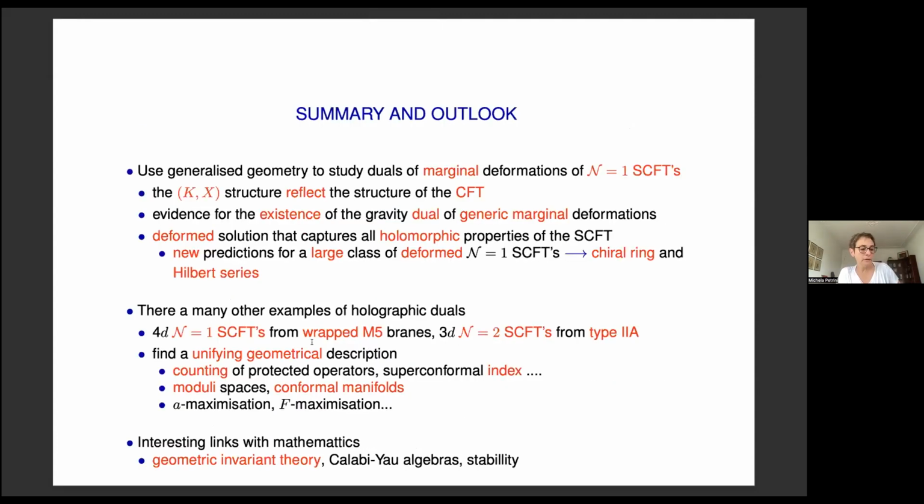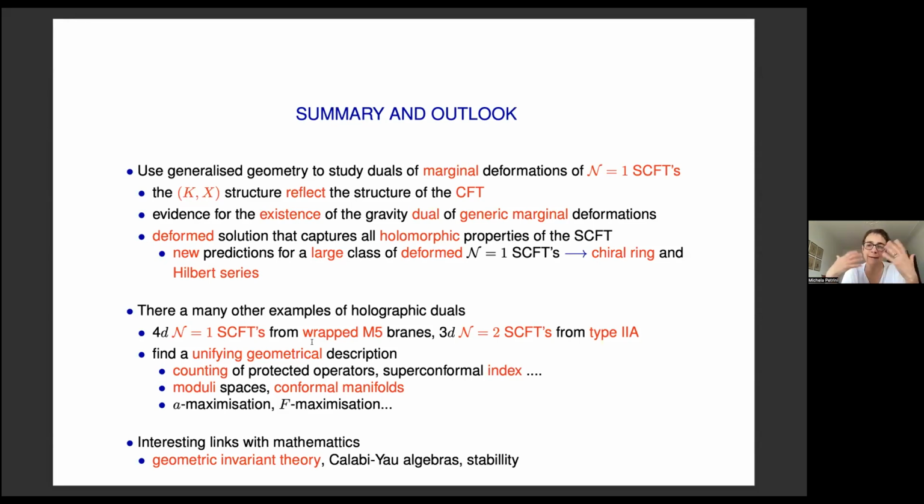So let me conclude. I hope, I mean, generalized geometry is a very heavy formalism, but I hope I convey the message that in spite of this, it's a very useful tool to describe duals of superconformal theories, in particular N=1 CFTs, because this splitting into K and X really reflects the splitting into Kähler and chiral deformations, holomorphic and Kähler objects on the CFT. And this allowed us to prove that the dual of the marginal deformation existed.